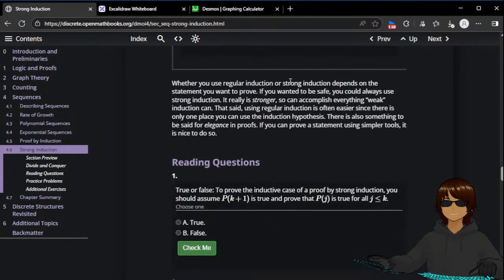Whether you use regular induction or strong induction depends on the statement you want to prove. If you want to be safe, you could always use strong induction. It really is stronger, so you can accomplish everything weak induction can. That said, using regular induction is often easier. There is only one place you can use the induction hypothesis. There is also something to be said for elegance in proof.